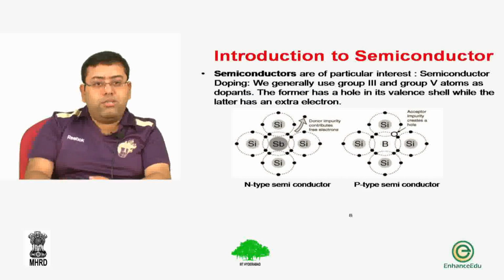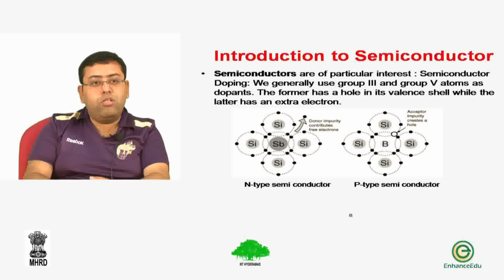Of semiconductors which are of particular interest, we typically use either the group 4 elements, or we use a combination of group 3 and group 5 atoms as compound semiconductors. If we use group 4 elements, we typically use group 3 and group 5 elements as dopant impurities. If we use group 3 dopant impurities, they act as acceptors. If we use group 5 impurities, they act as donors.